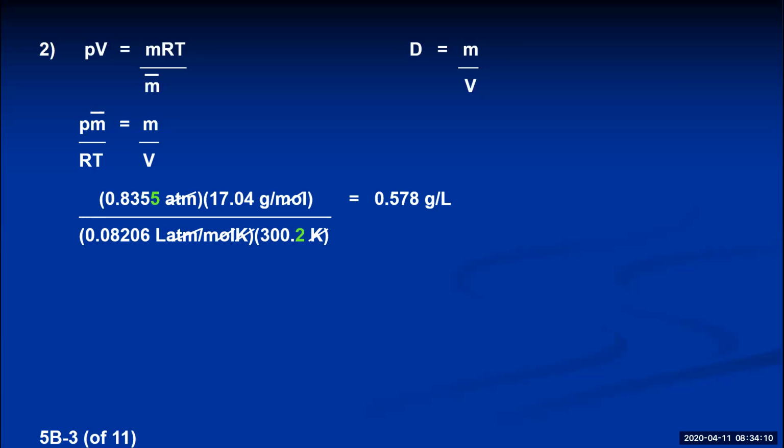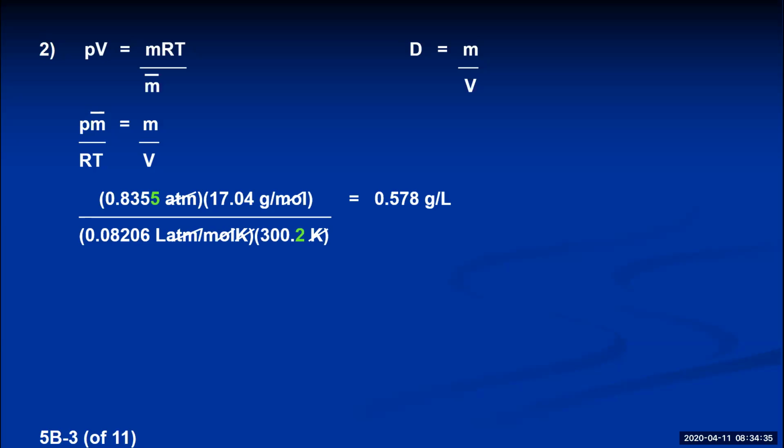Problem number 3. A compound is found to be 24.8% carbon, 2.1% hydrogen, and 73.1% chlorine by mass. When the compound was vaporized, a 256 milliliter flask at 373 Kelvin and 751 torr contained 0.800 grams of the gaseous compound. For the compound, determine 3 things.